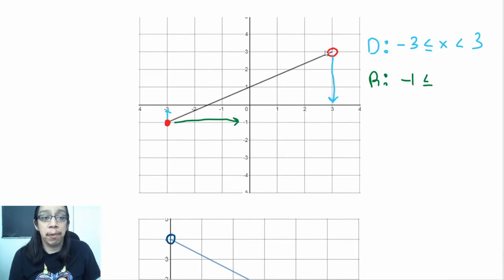Now we look at the highest point. This is my highest point. My y value there is +3. So that means I'm going to put y here, and I end with 3. And because it's not colored in, I just put the inequality sign without the line. And there you have it, domain and range for this example. Let's go ahead and do one more.